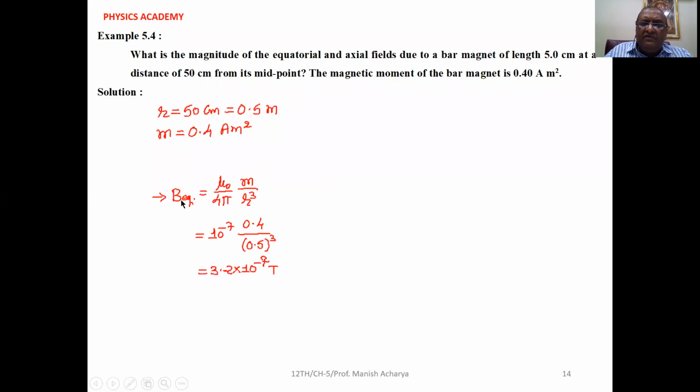Now, the equatorial field. So B equatorial is mu 0 upon 4 pi M upon R cube. Mu 0 upon 4 pi is 10 raised to minus 7, M is 0.4, R is 0.5, cube of it. Solve it, and you will get the answer 3.2 into 10 raised to minus 7 Tesla.